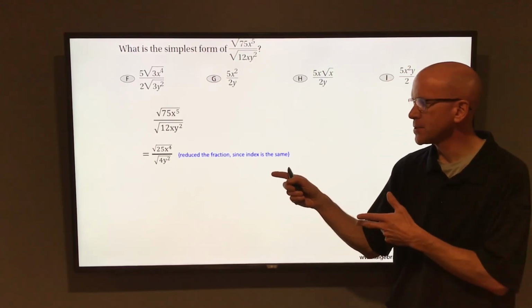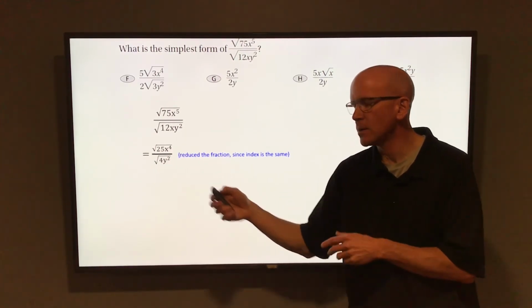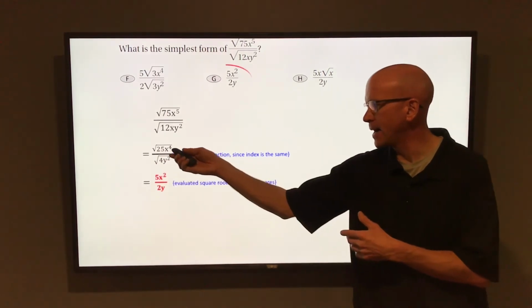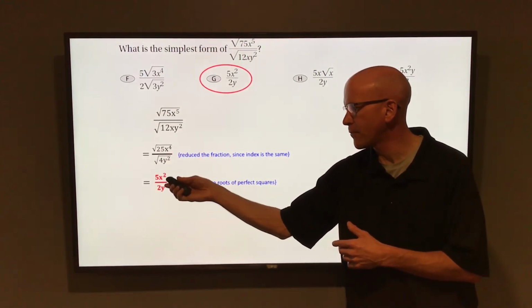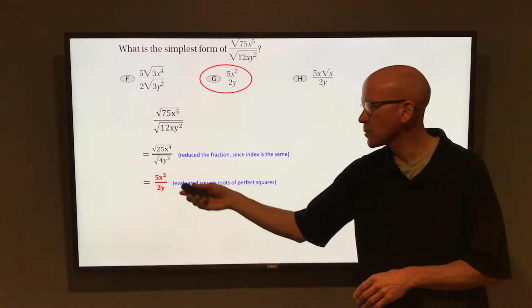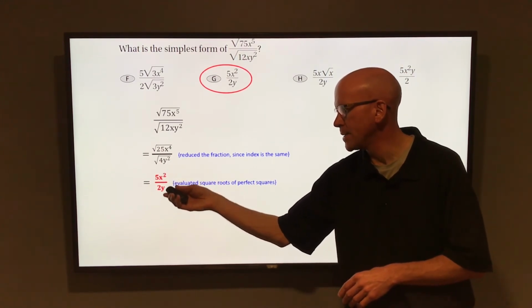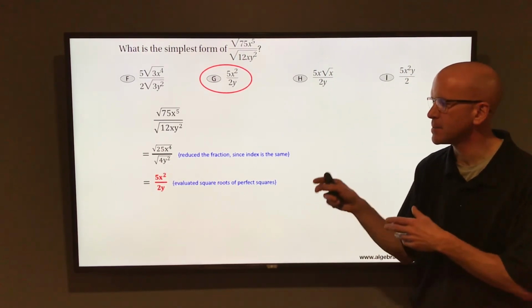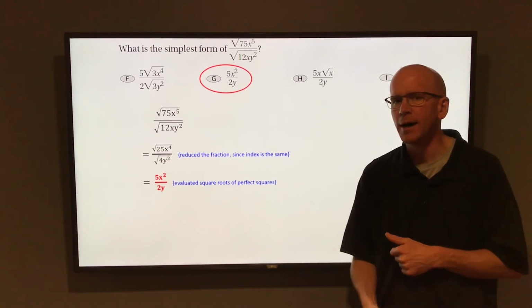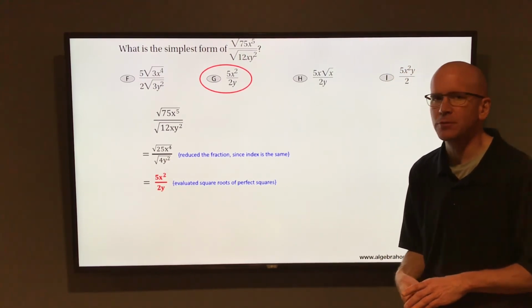Now if you look at those, you have perfect squares under the square root sign. The square root of 25 is 5. The square root of x to the 4th is x squared. And the square root of 4 is 2. The square root of y squared would be y. So that simplifies to be 5x squared over 2y. As you see, that is answer G.